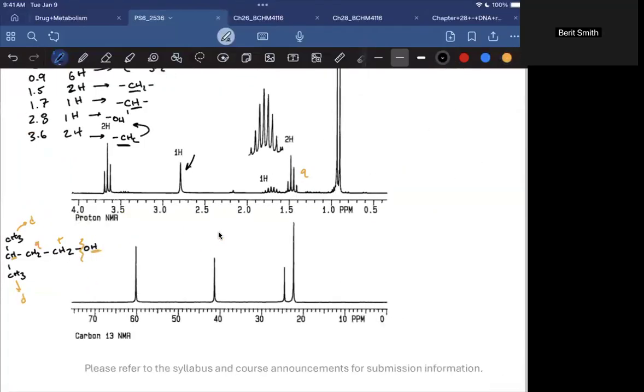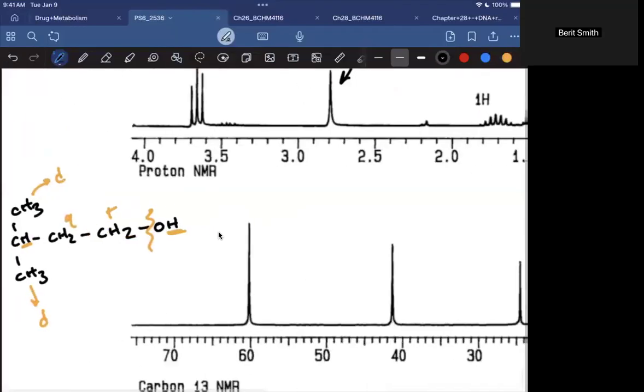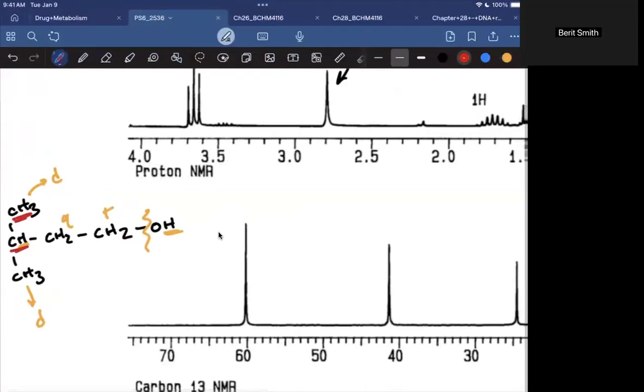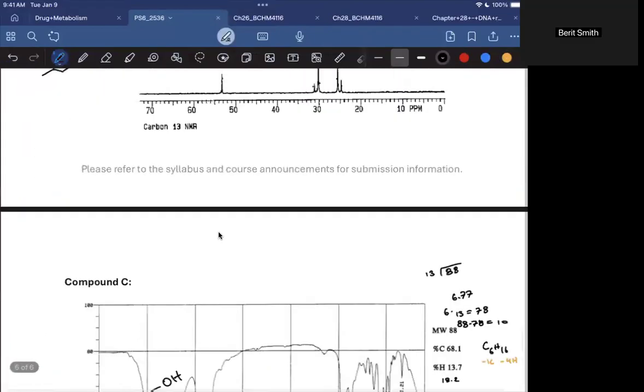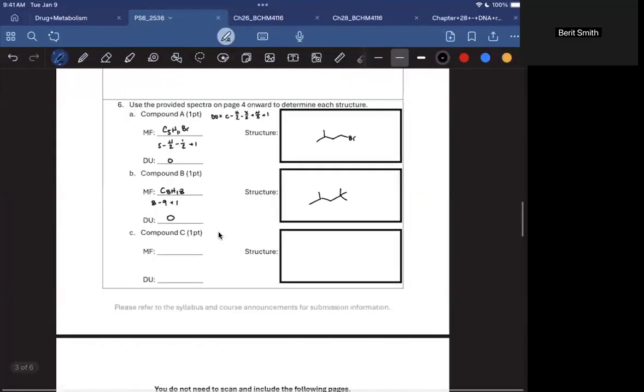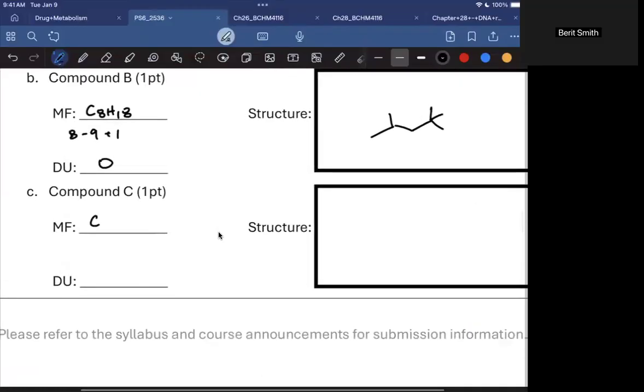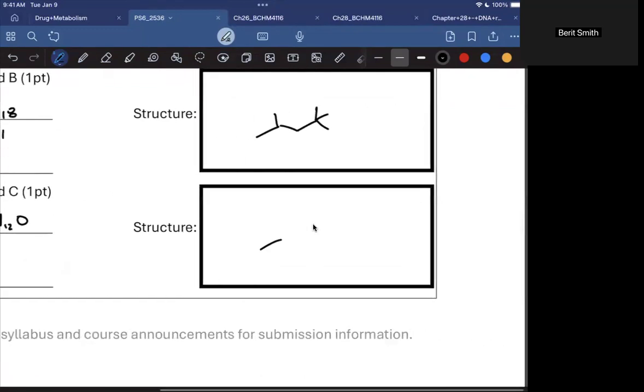We can check it with the carbon NMR. We have 4 peaks here. We have 4 equivalent carbons, 1, 2, 3, 4. That works out. So then I can go ahead and rewrite this up here. I think it's C5, was it H12? O, and then DU of 0. I think it looks like that. Or maybe there's another carbon in there.